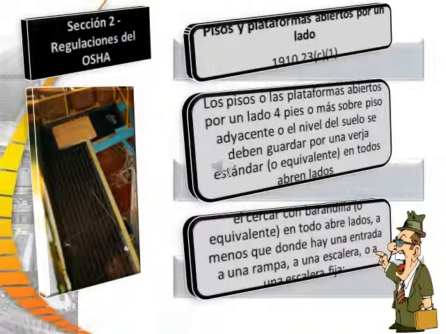Open-sided floors and platforms. Open-sided floors or platforms 4 feet or more above adjacent floor or ground levels must be guarded by a standard railing on all open sides, except for where there is an entrance to a ramp, stairway, or fixed ladder.